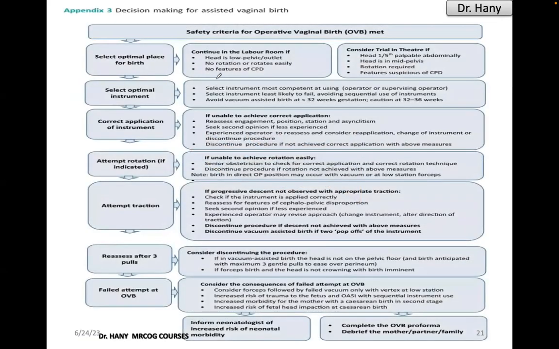You see here, continue in the room if the head is low, outlet, so low forceps or outlet forceps. No rotation means occipital anterior. So if it is low, +2, +3, or outlet on the vulva, occipital anterior, or even occipital posterior that rotates easily, well below, multipara, and no feature of CPD. So this is the criteria to go to the room.